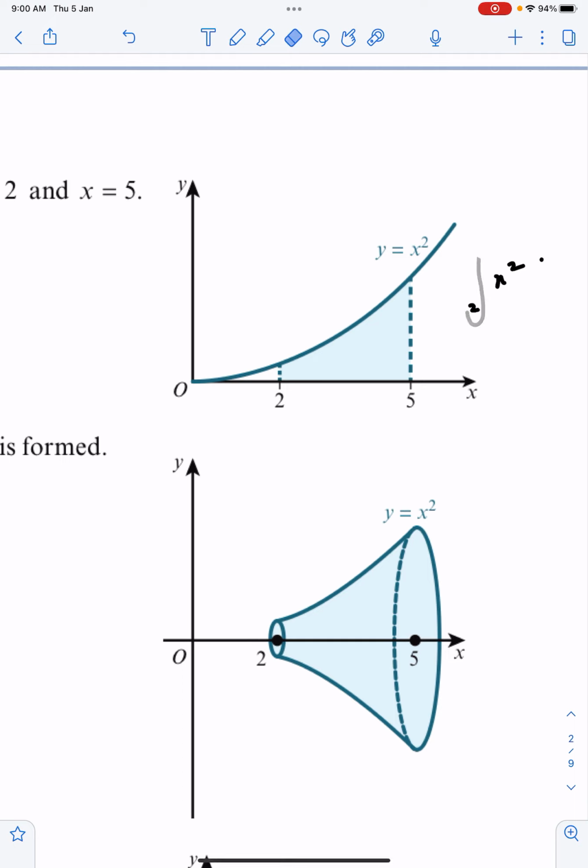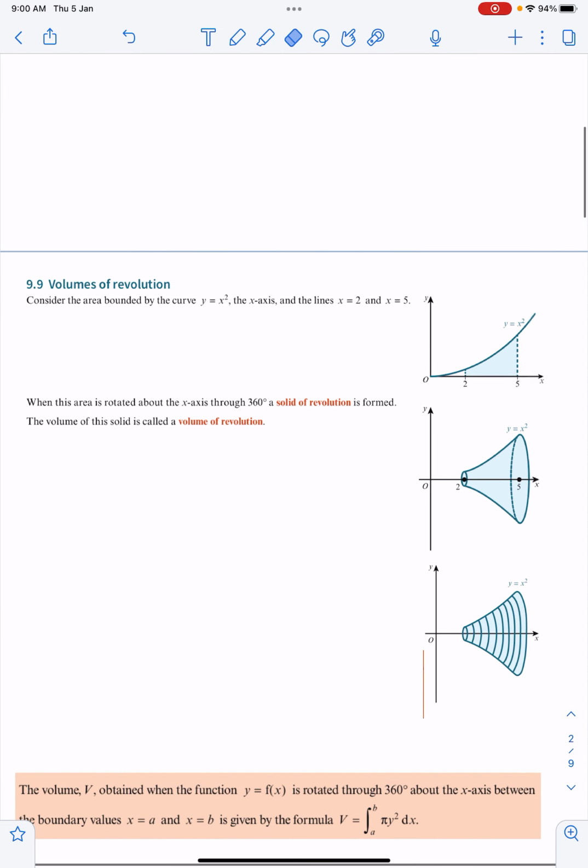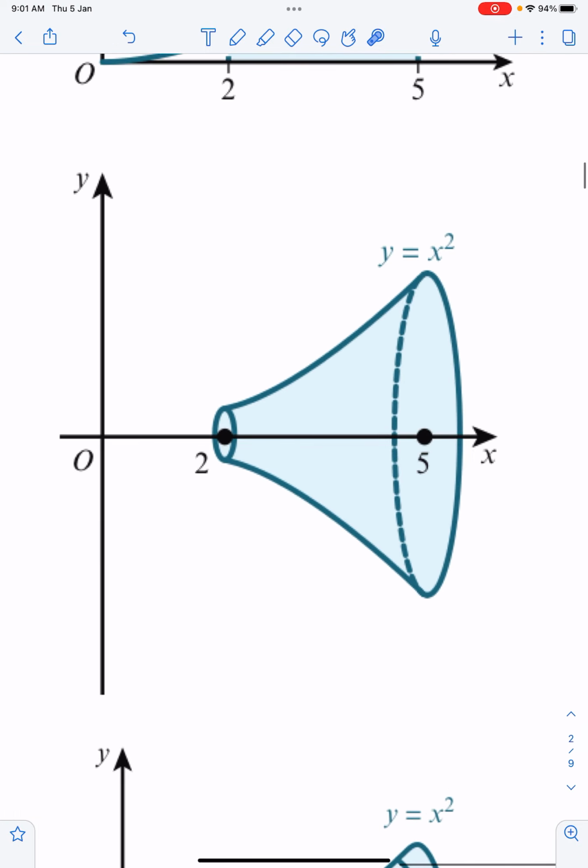Now, in order to get the volume of revolution, if the same area is rotated 360 degrees about the x-axis, you will get a solid of revolution, and the volume of this solid is going to be the volume of revolution.